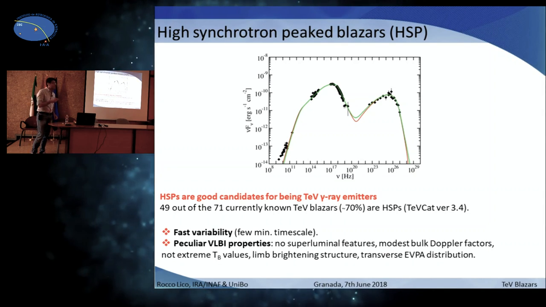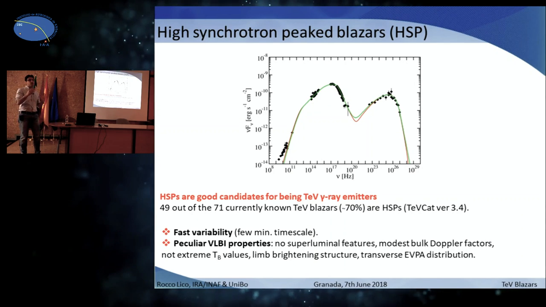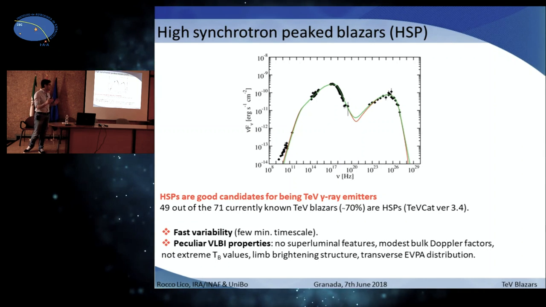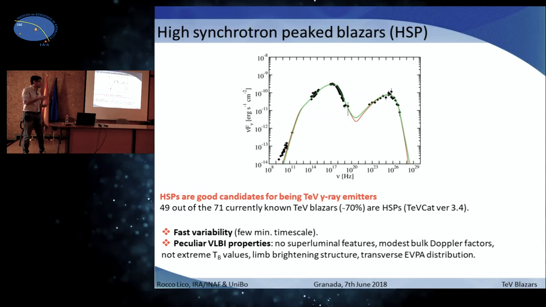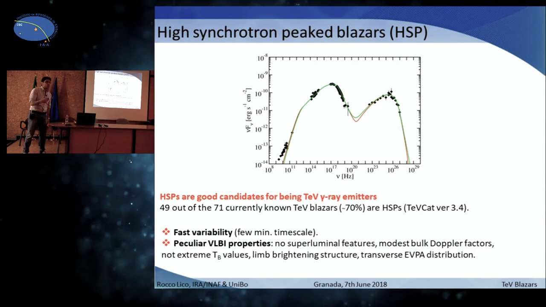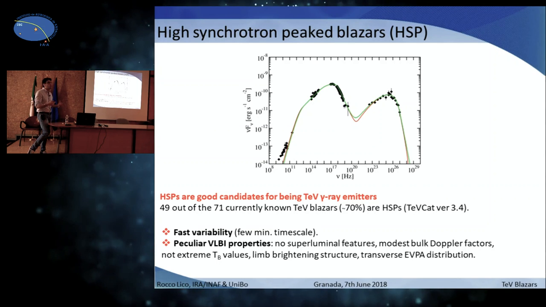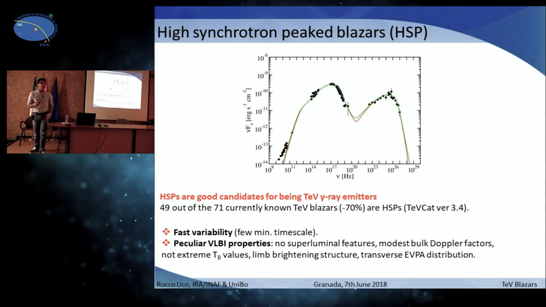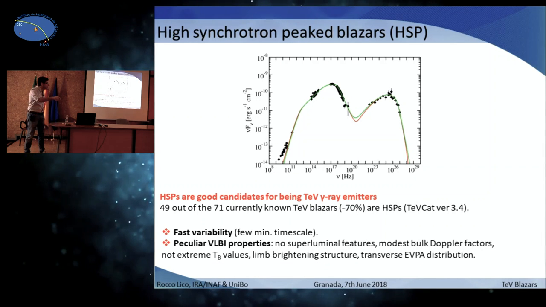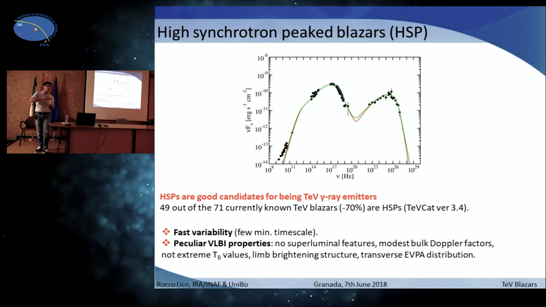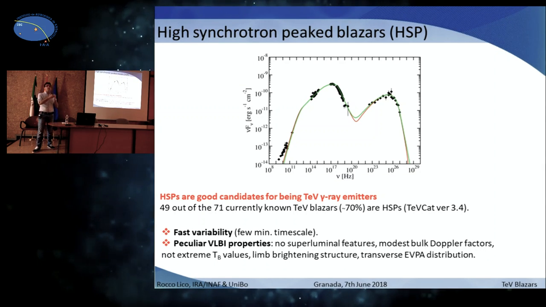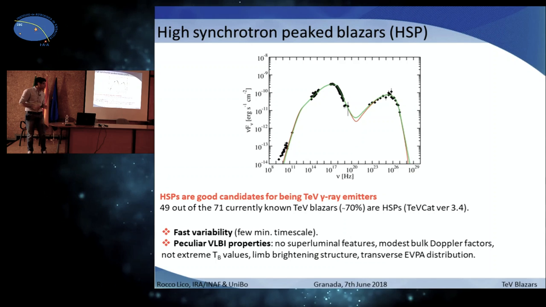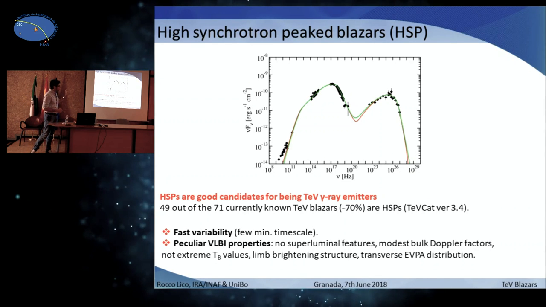As I mentioned before, it's common to find apparent superluminal motion in blazars, but this is not common in high synchrotron peaked blazars. So in general, no motion is found within the relativistic jet, so no superluminal motion, and they only require modest Doppler factors, and they only show not extreme brightness temperature values. In some cases they show peculiar properties like limb brightening structure, as well as transverse structure of the electric vector position angle, indicating that, at least in such sources, there might be a transverse structure in the jet. Okay, so for all of these reasons, they are quite important.